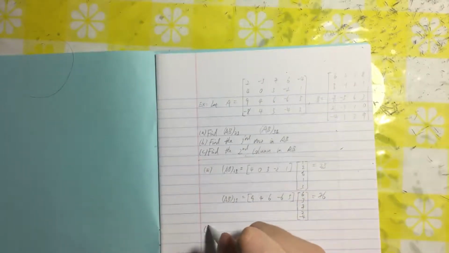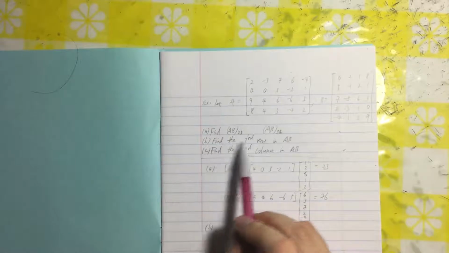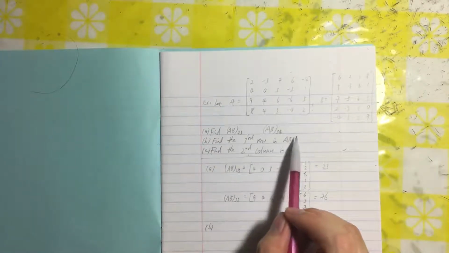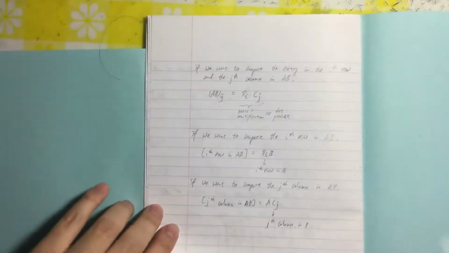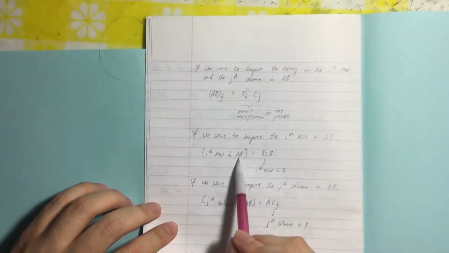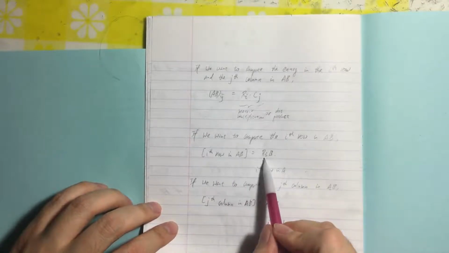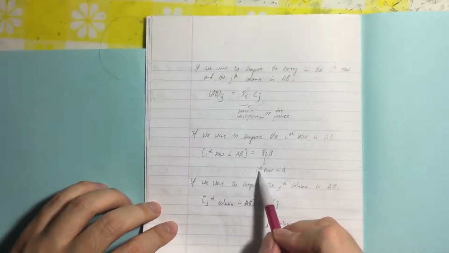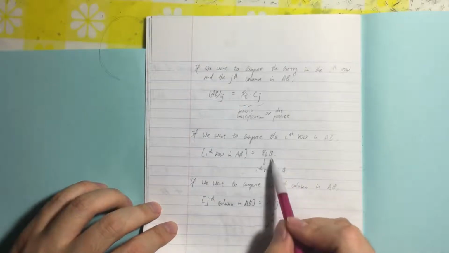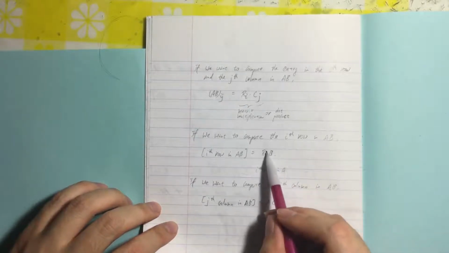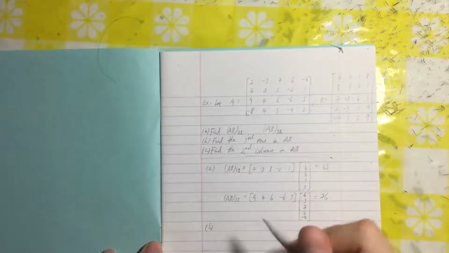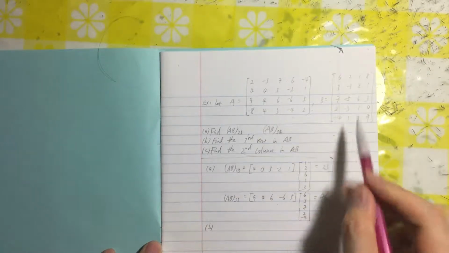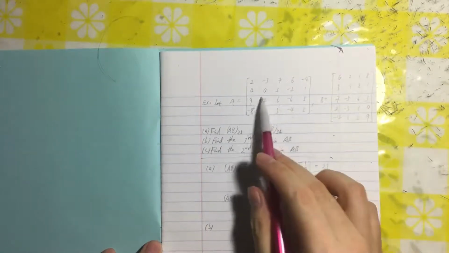Part B. Find the third row in matrix AB. According to the previous formula, in order to find the ith row in matrix AB, take Ri times B, where Ri is the ith row in the first matrix and B is the second matrix. So here, for the third row in AB, we use R3 times B. Here, R3 is the third row in the first matrix.